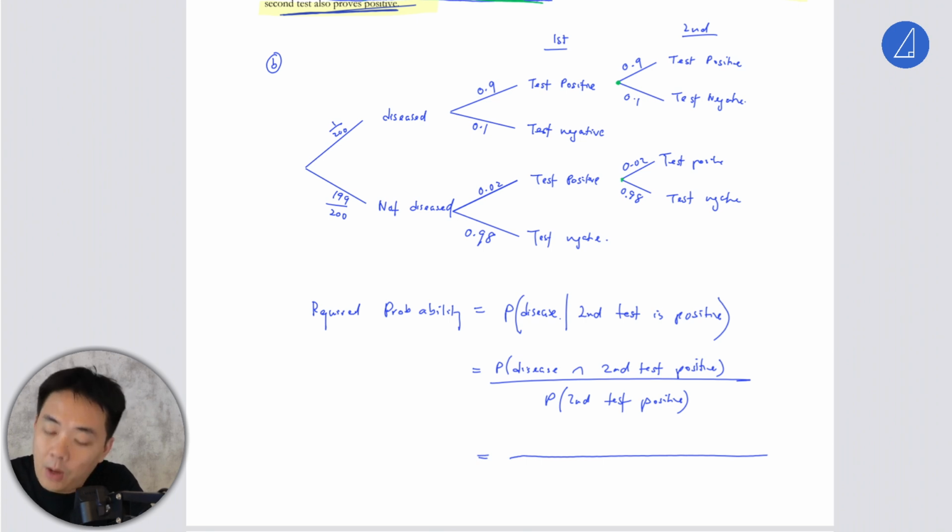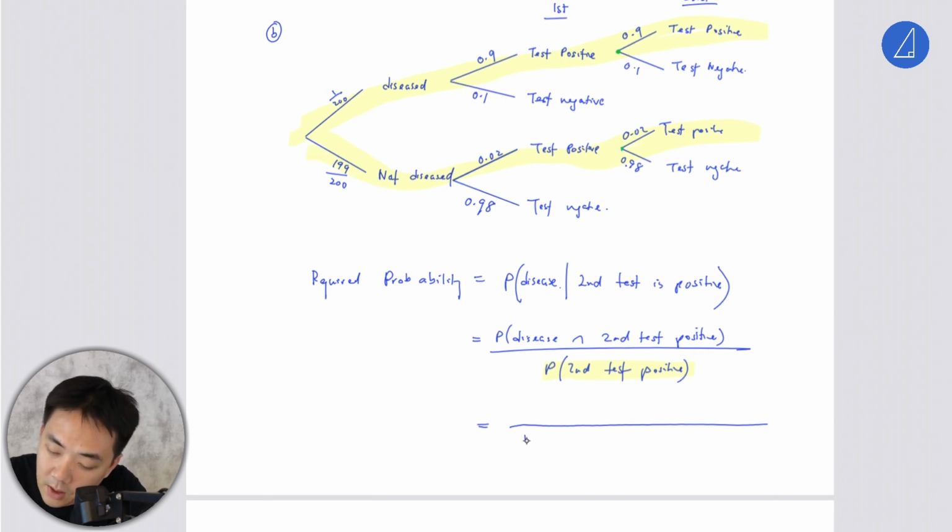This guy. Now, when you do conditional probability, if you're confused, always do the condition first, because oftentimes the case on top comes from below. So second test positive will be this guy here, where the second test is positive, and this guy here. Understand? So essentially, what you need is 1 over 200 times 0.9 times 0.9 for the first case. The second case is 199/200 times 0.02 times 0.02.